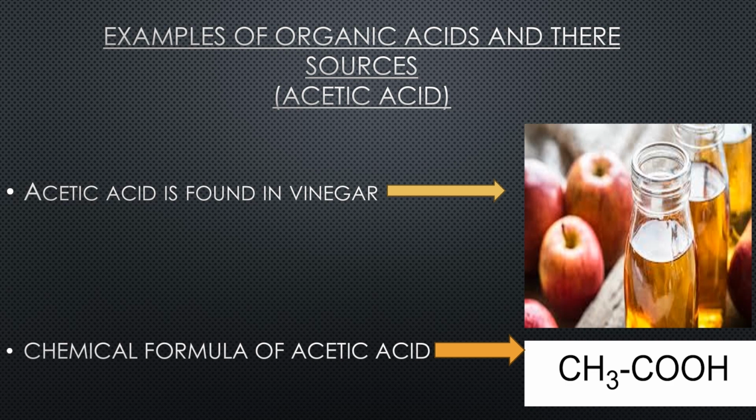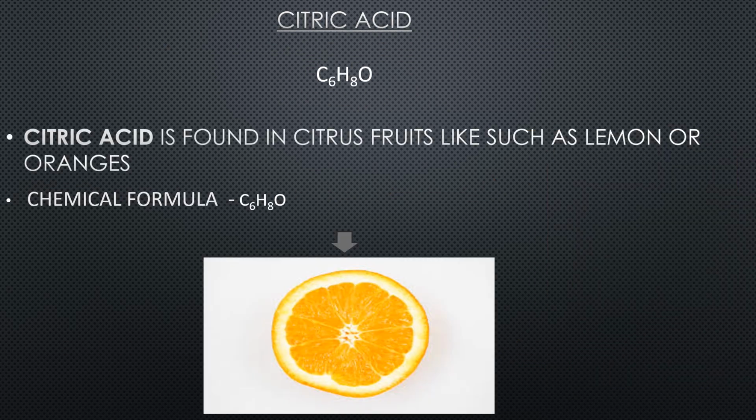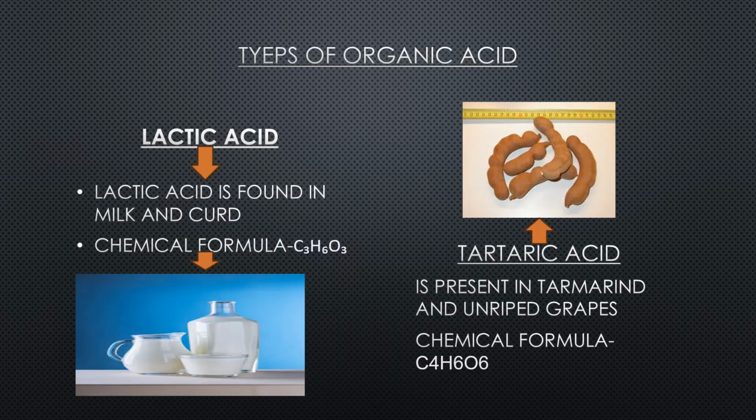Now we use lemon and oranges. Citric acid is found in citrus fruits like lemon and oranges. Its formula is C6H8O7. Now the third type is lactic acid. Lactic acid is found in milk and curd. This is present in milk, and when we prepare curd, it is also found in curd. Its chemical formula is C3H6O3.